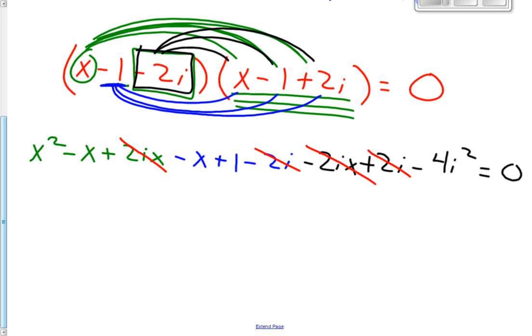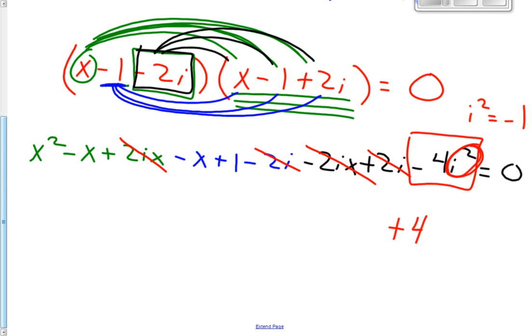And now I have this i squared. Reminder from chapter 5, what does i squared equal? It equals a negative 1. So bam, that i is out of the question. Now it's a negative 4 times a negative 1. So this whole thing right here turns into a positive 4.